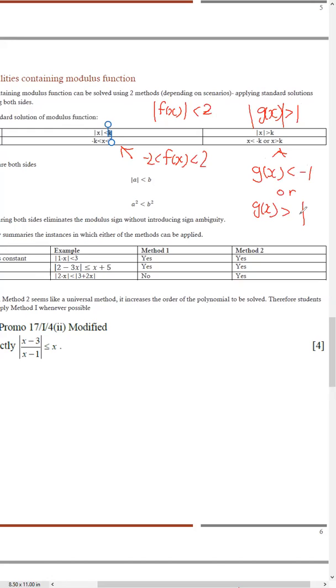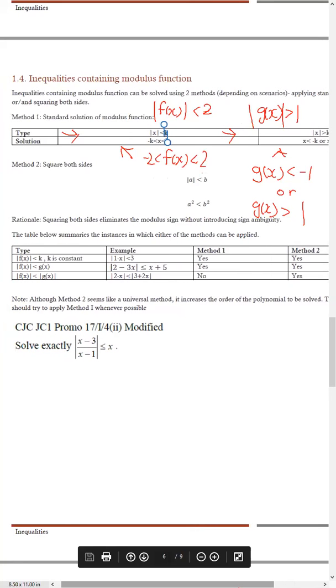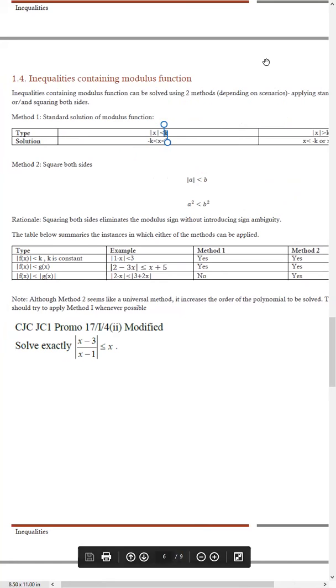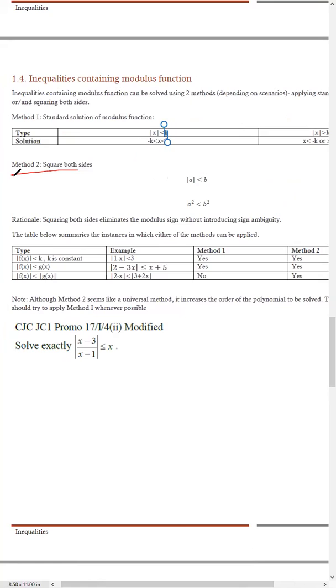Although the table here is given in terms of x only, this standard solution can be applied to any function. So the first method is to apply the standard solution. The second one, I think most people will be more comfortable with, but it is a very long and clumsy method, which is to square both sides, something that we learned in secondary school. The rationale is that if you square both sides, you eliminate the modulus sign without introducing ambiguity.